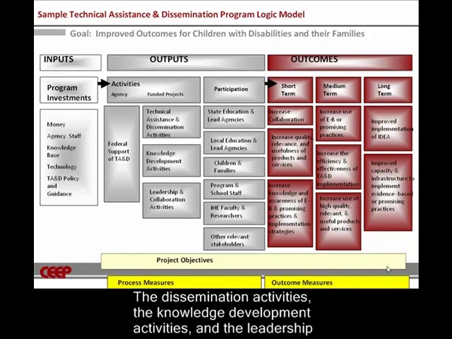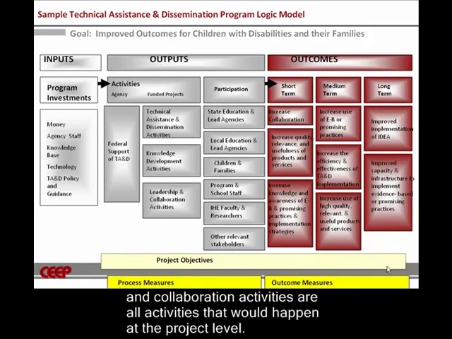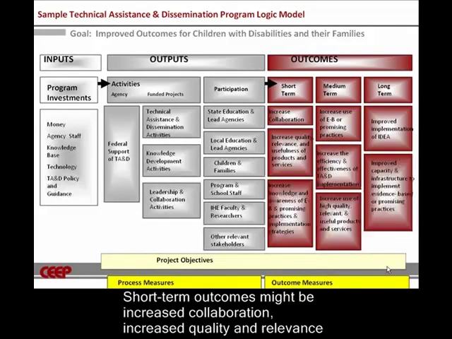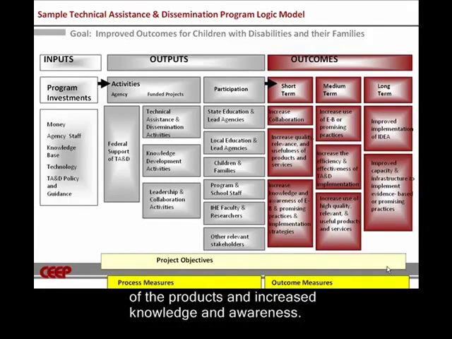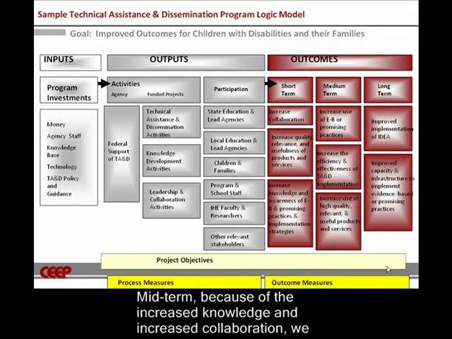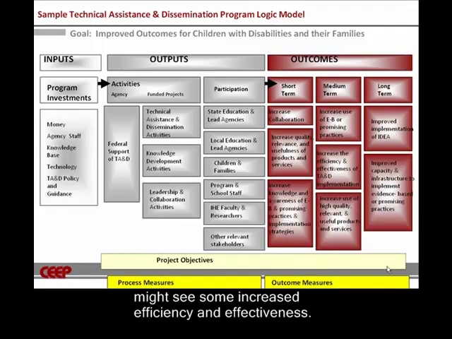The dissemination activities, the knowledge development activities, and the leadership and collaboration activities are all activities that would happen at the project level. Short-term outcomes might be increased collaboration, increased quality and relevance of the products, and increased knowledge and awareness. So midterm, because of the increased knowledge and the increased collaboration, we might see some increased efficiency and effectiveness. We're going to increase the use of high-quality, relevant, and useful products.